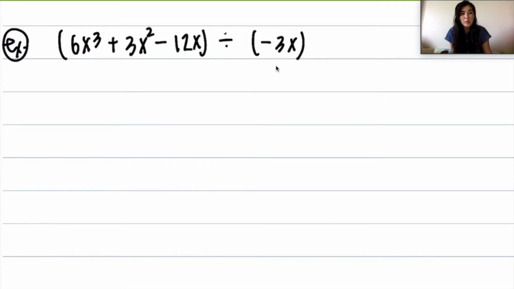All right, for this example, you guys are going to be dividing 6x to the third plus 3x squared minus 12 by a negative 3x. So here, just watch that sign and then see how that changes your final answer.